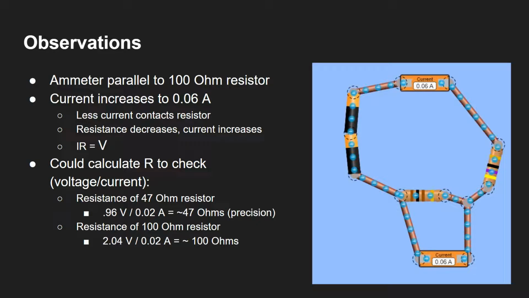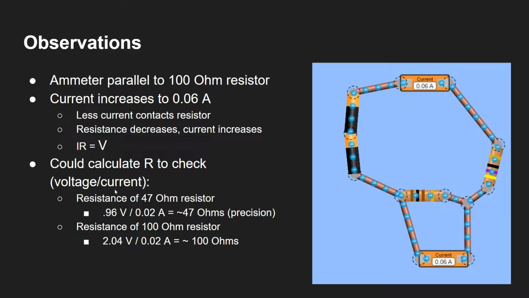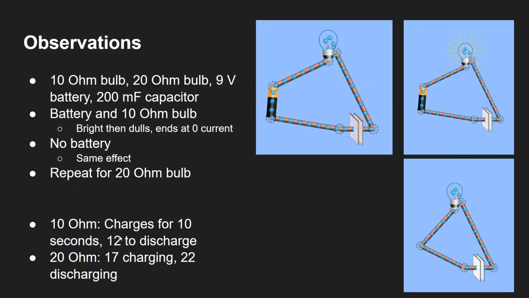Now you could actually calculate the resistance using voltage divided by current, so the 0.96 volts for the 47 ohm resistor, here D minus C, 0.96 volts divided by 0.02 amps is going to be equal to approximately 47 ohms, and this is approximately because of precision with the ammeter, and then we could do the same for the 100 ohm resistor as well.